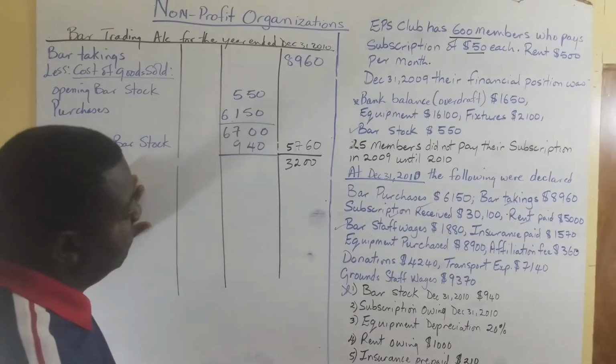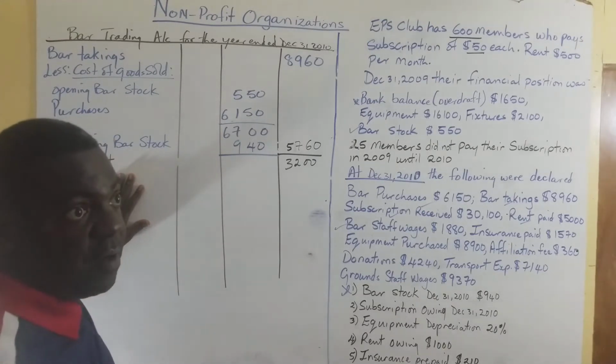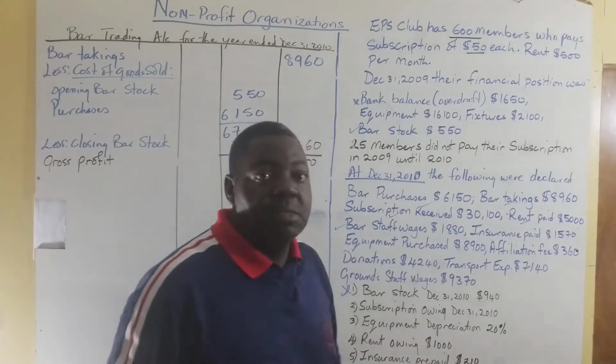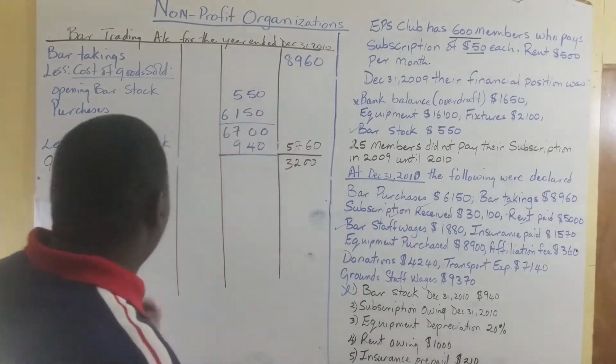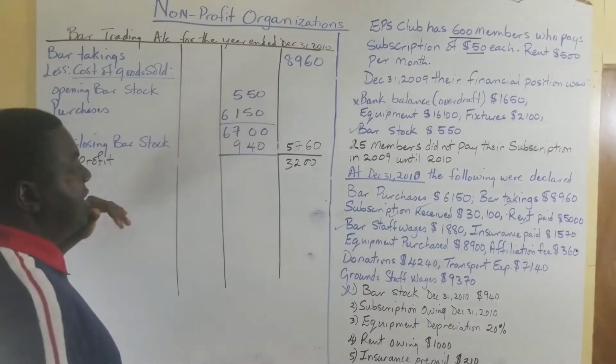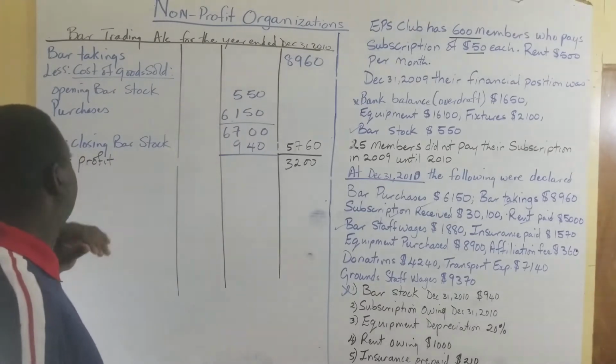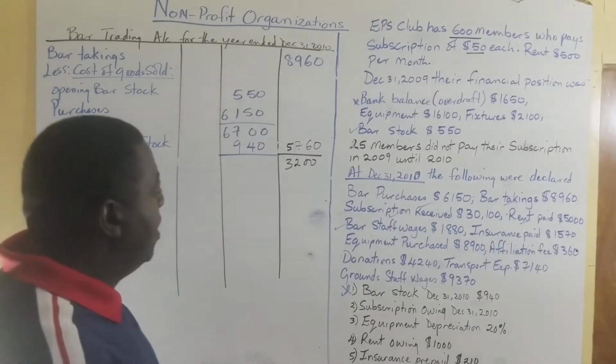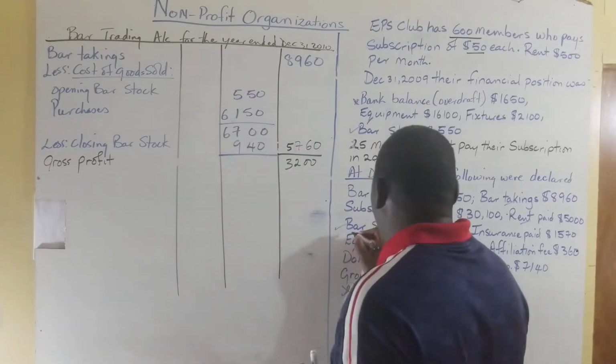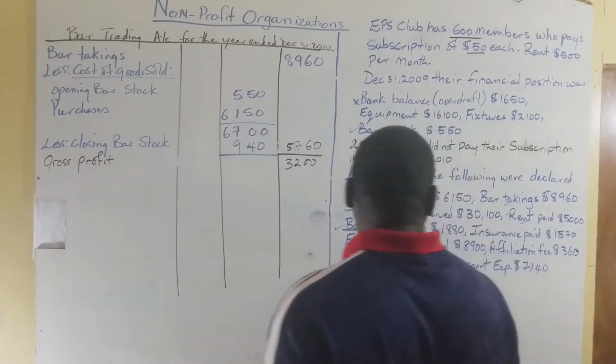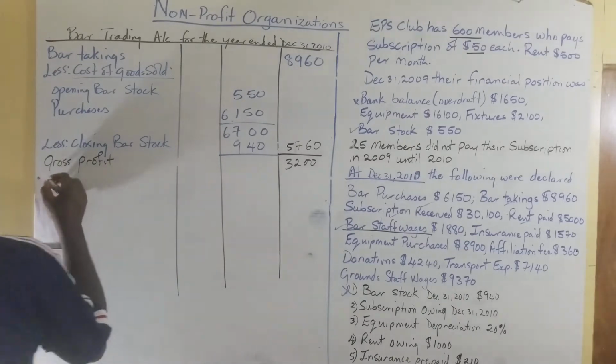the bar trading. All right, we don't transfer it to the income and expenditure account. We use it within the bar. We charge it in the bar account. So we note that we have wages for bar staff. So we're going to subtract that.